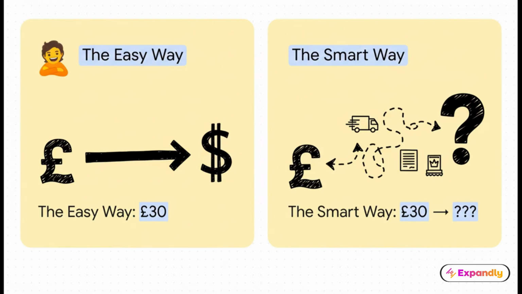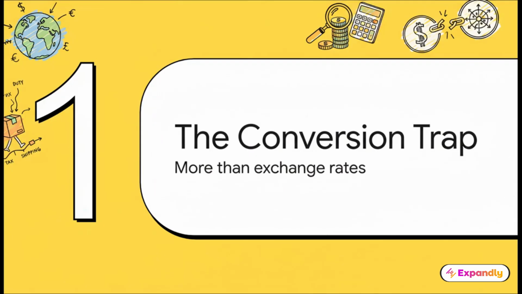Okay, so look, you've basically got two paths. On one side, there's the easy way, right? You just do a straight currency conversion. Your 30-pound product becomes, I don't know, about 35 bucks. Simple. But then there's the smart way, the profitable way, which sees that final price as a much bigger puzzle that you need to solve. And that leads us straight into what I call the currency conversion trap.